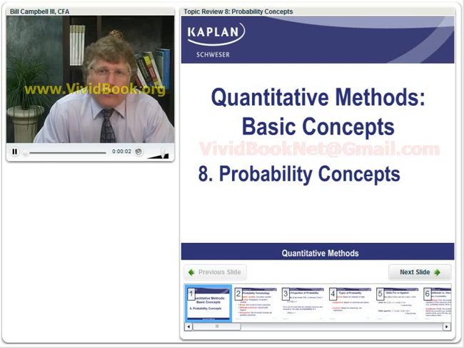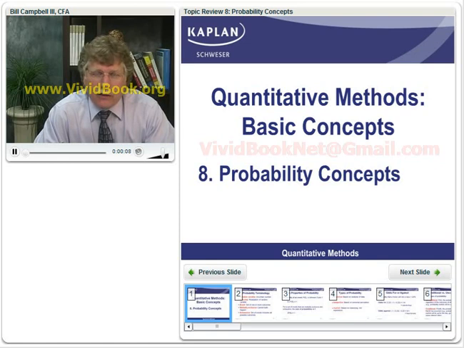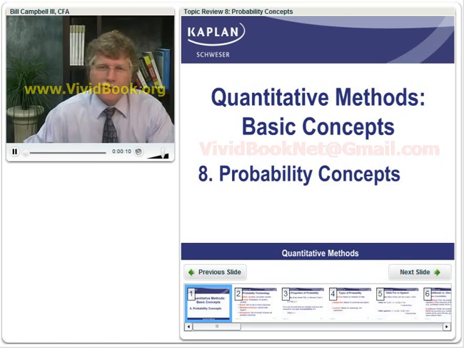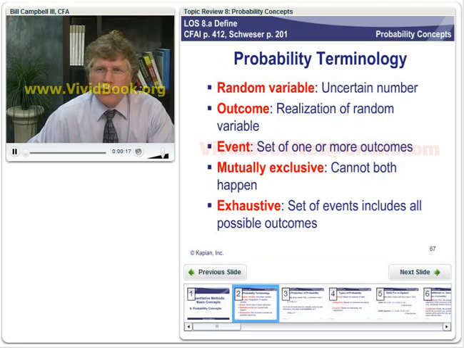Okay, folks, we're back with the second reading on quantitative methods, probability concepts. This one's twice as exciting as reading number 7. So here we go. You're going to love this. Some basic terminology to begin with.